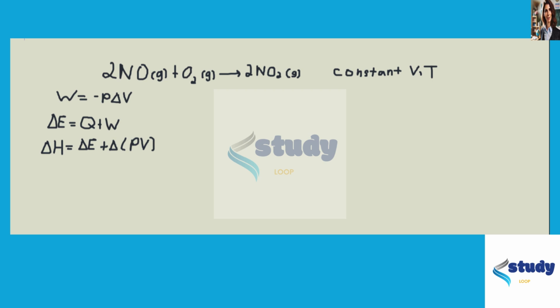They want us to tell them, would the measured change in heat from this reaction represent delta H or delta E? And it's actually going to represent both. Now let me explain why that is.